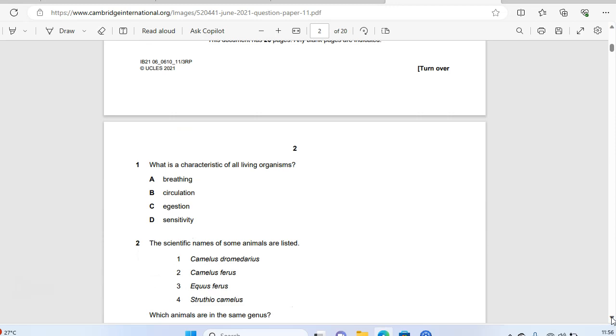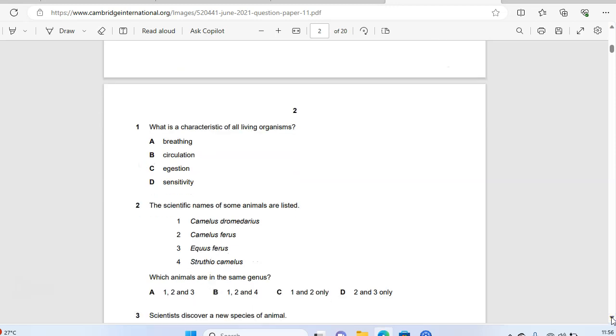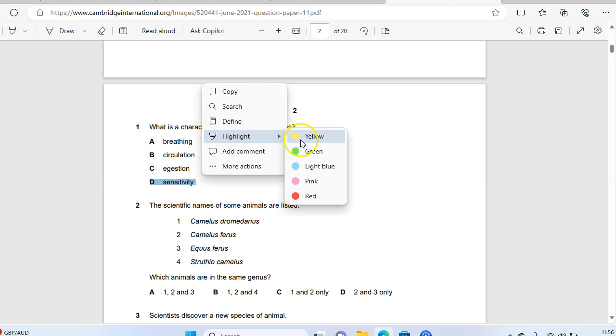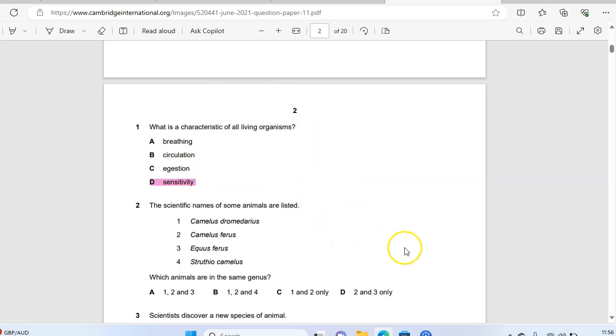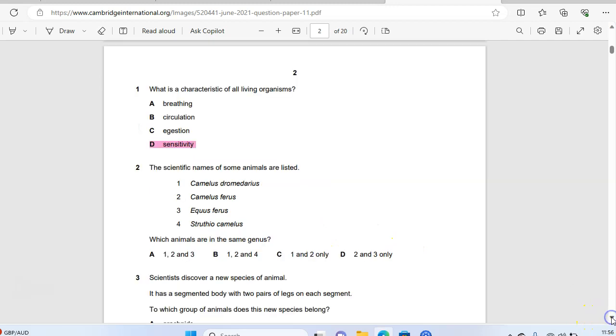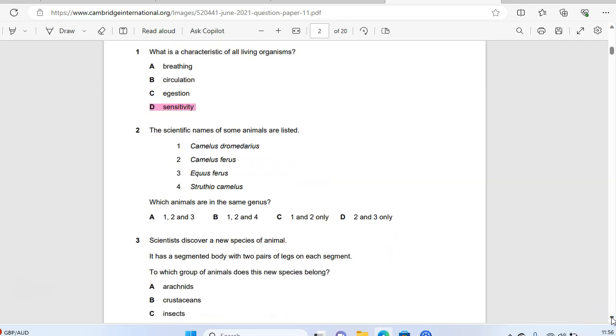The first question is, what is the characteristic of all living organisms? The answer is D, which is sensitivity. The scientific names of some animals are listed here.